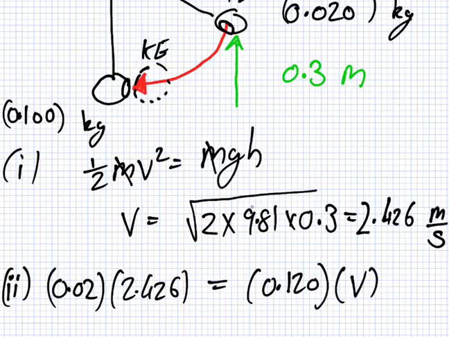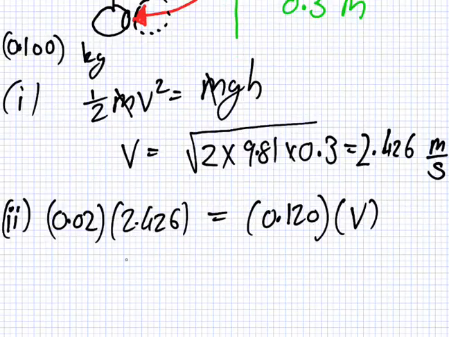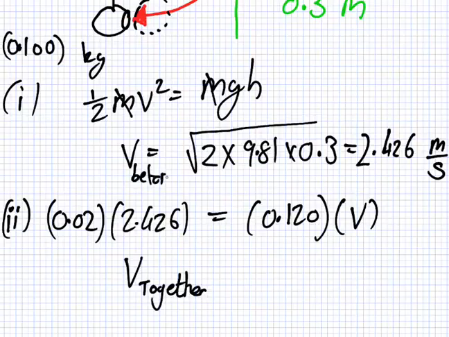We don't know this v. It's a different v now. Don't be confused, I'm not saying the same v. 0.02 times 2.426 divided by 0.12. So now we get the velocity when they're together, and this is the velocity just after they collide, 0.4043 meters per second.